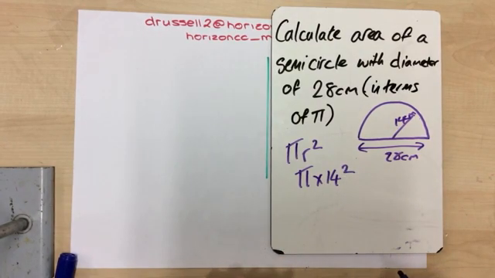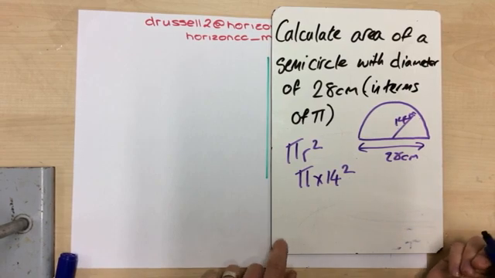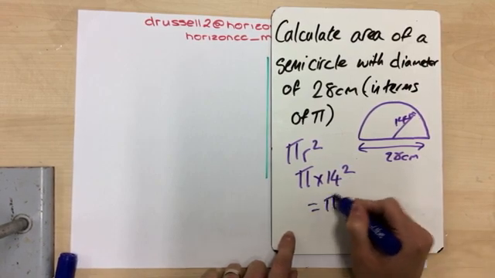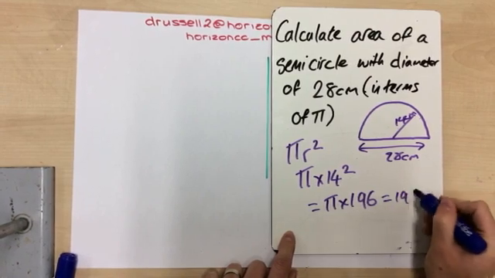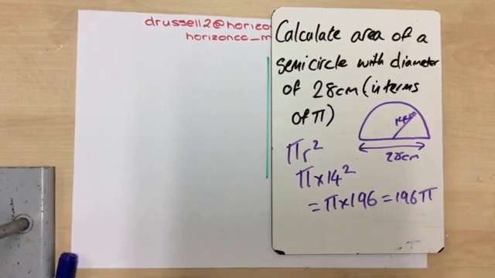Now, you do need to know your square numbers up to 15 squared. So 14 squared is 196. So that would be pi times 196, or 196 pi. Don't just leave it there though. That would be if it was a whole circle. So we are going to half that.